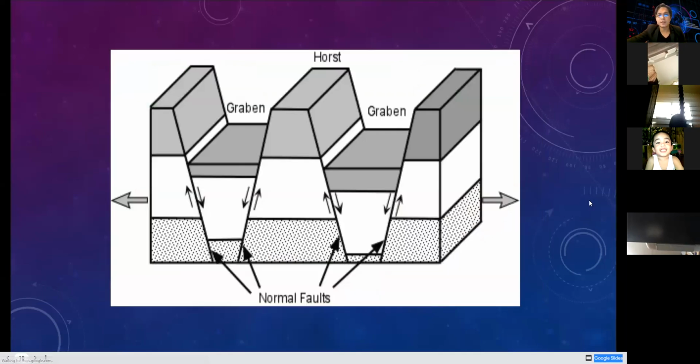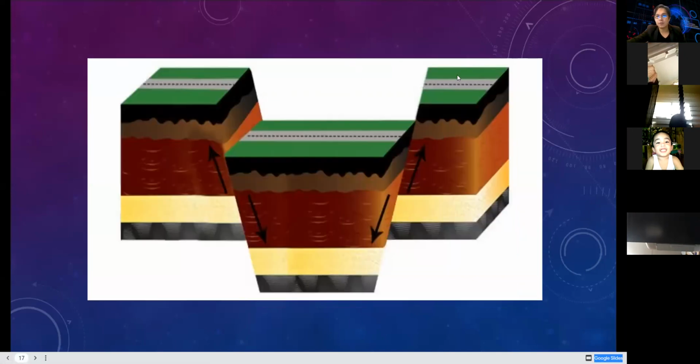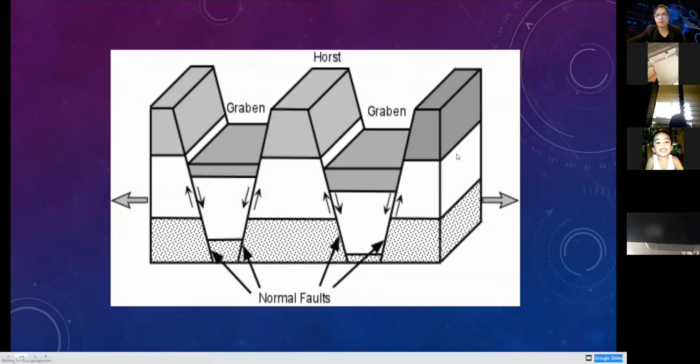So let's take a look at this illustration here. Okay, the upper part is called the horst. This one, horst, and the lower part is called the graben. Okay, this is between two normal faults.